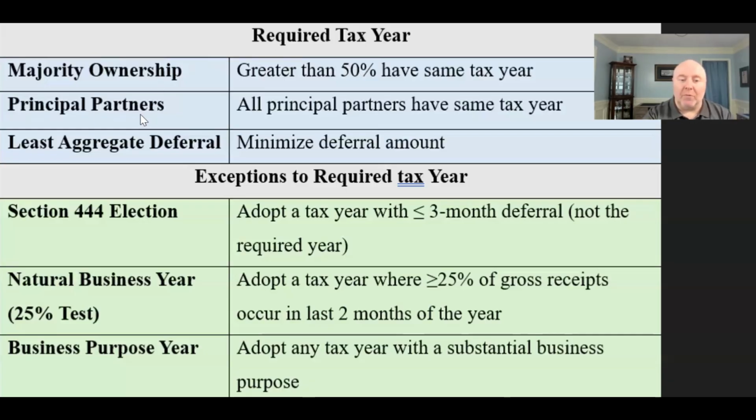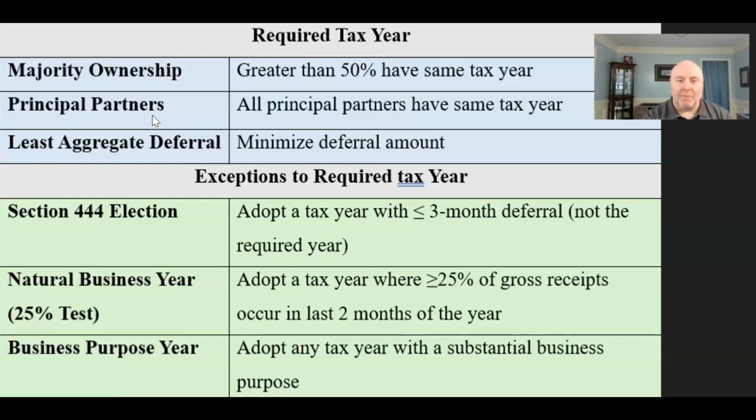So then we go to the principal partners, and with all those principal partners, we look to see, okay, do these principal partners all share the same tax year? If yes, that's where we adopt the tax year. However, if we have one principal partner that has an odd tax year that doesn't match up with the other taxpayer's tax year, then we fail test two. We have to go to test three, which is the least aggregate deferral. And what we're trying to do in that one is to minimize the deferral amount.